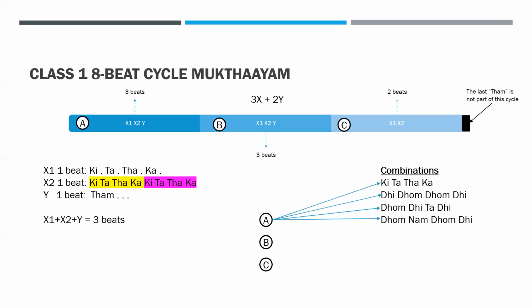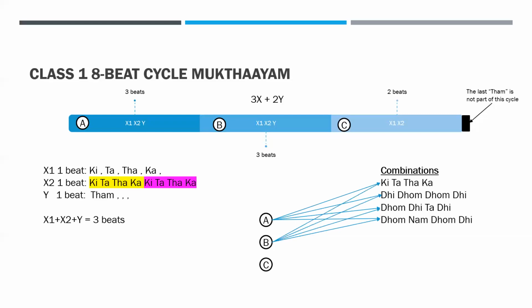Let's pick one of the four combinations for A. So I like Kitataka. So I will say the entire A section as Kitataka Thom. Okay? And you are free to pick any of those combinations. So you know that there will be four combinations you can pick there.